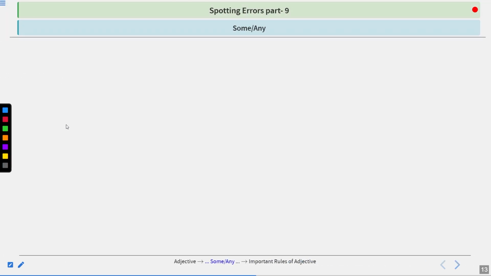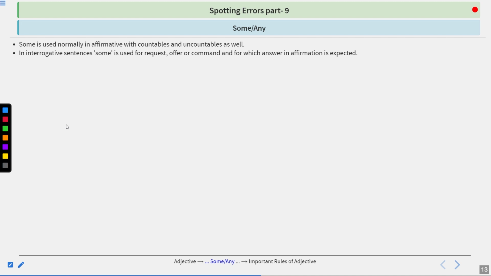Some and any. Here we will discuss the use of some and any. Some is used normally in affirmative sentences with countables and uncountables as well. So we use some in an affirmative context, either with countable nouns or uncountable nouns.